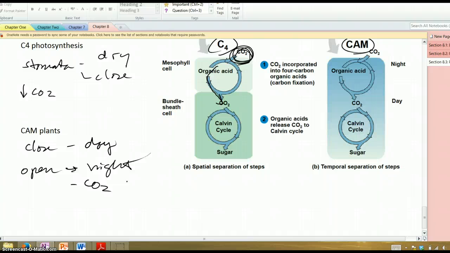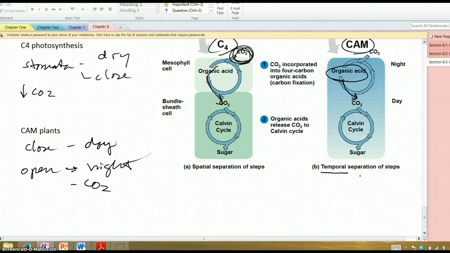During the day, they close up to save water, and they take the CO2 that they have acquired at night and convert it into an organic acid that they can store. And then during the day, they break that organic acid down and release CO2 into the Calvin cycle. So they're able to do, of course, their light reactions and then the Calvin cycle using this CO2 that was stored during the night. So they have what you would describe as a temporal separation of steps. That is, they get their CO2 at night, at one time of the day, store it, and then make use of it during the daytime.